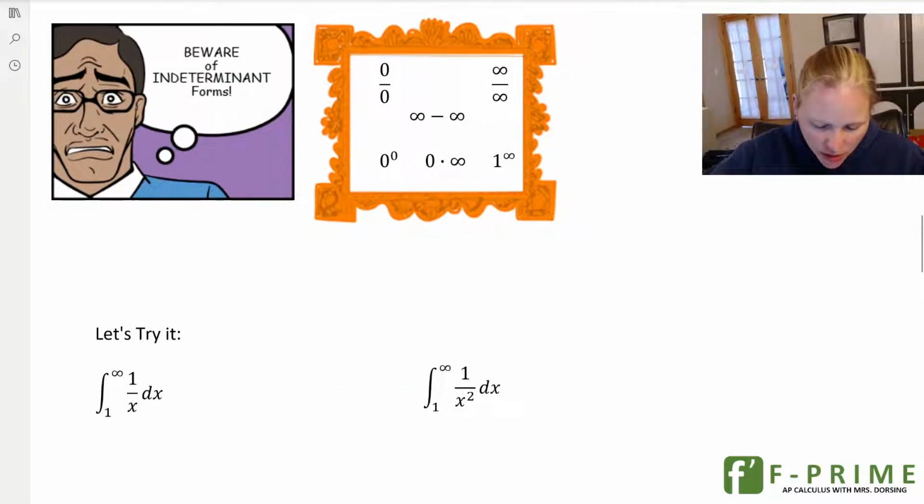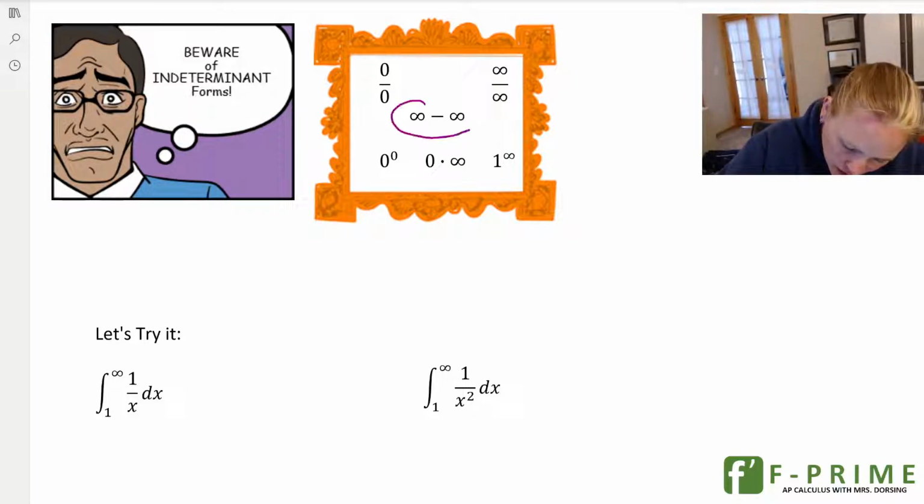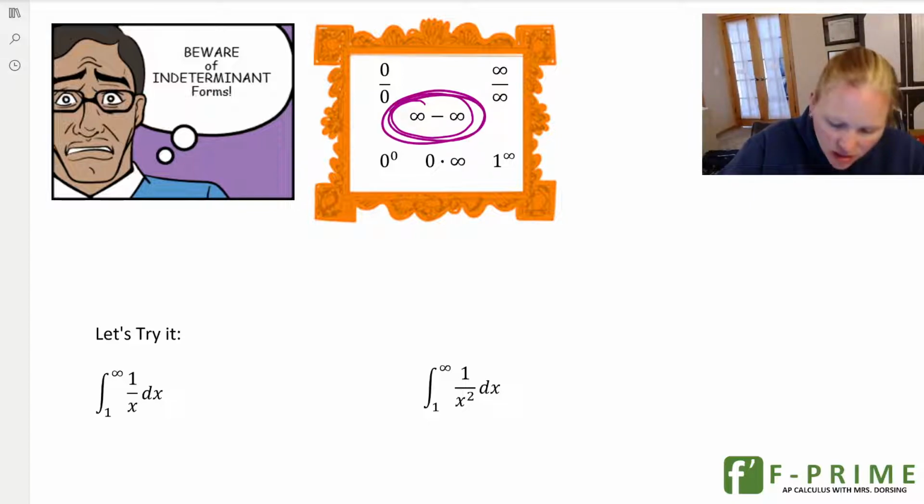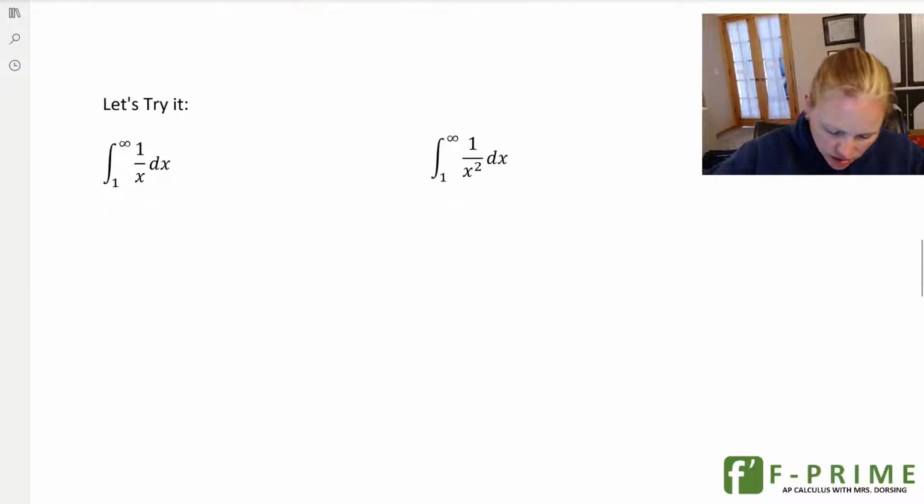And remember, as always, when I'm dealing with limits, I want to be aware of my indeterminate forms as they do tend to show up. So this time though, I'm going to be looking out for this one right here. That's a big indeterminate form. Remember, not all infinities are equal. Some functions approach infinity faster than the others. So let's try it out. Let's see what's going to happen.